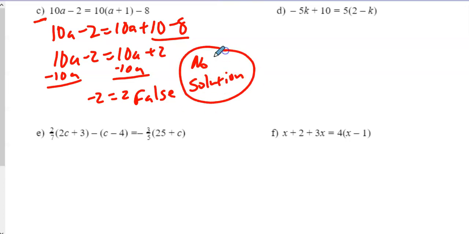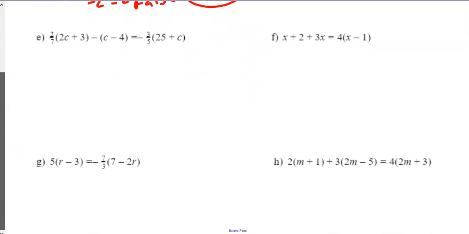And please write out "no solution," because this symbol does not mean no solution. That means null set. So don't write that symbol. Okay, just go ahead and write no solution. If it came to this point when I have 2 equals 2 and that's a true statement, then we get a slightly different answer. That answer would be infinite solutions. Okay? Alright, so let's jump down to a few more problems here.